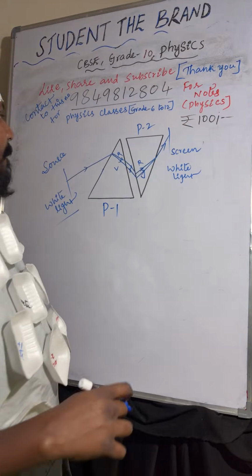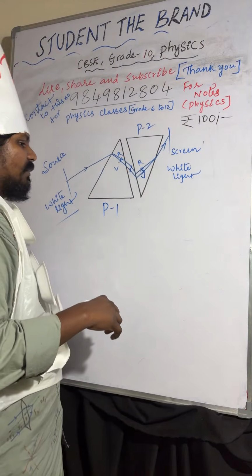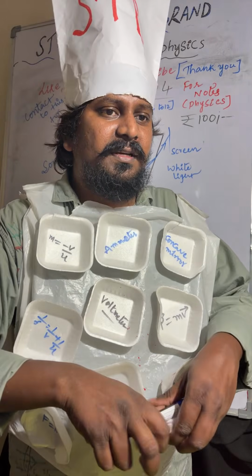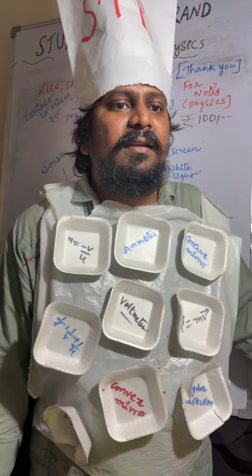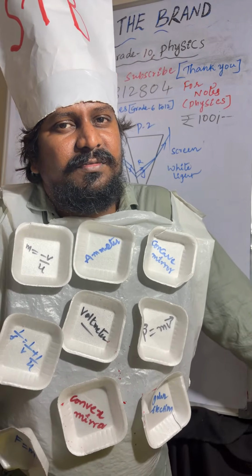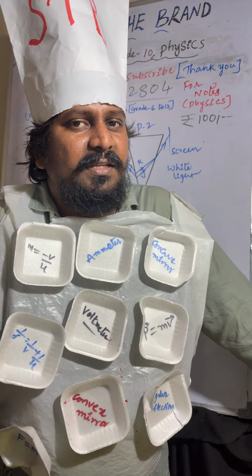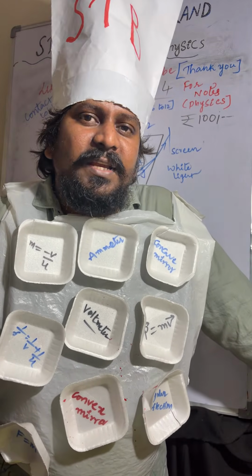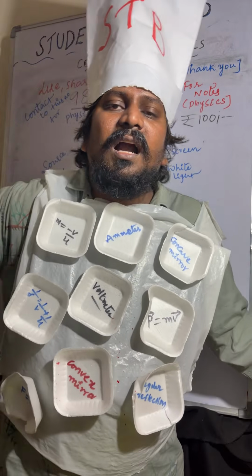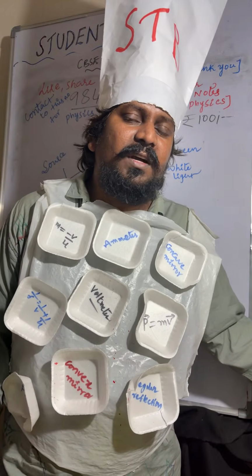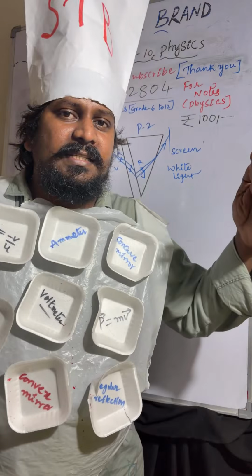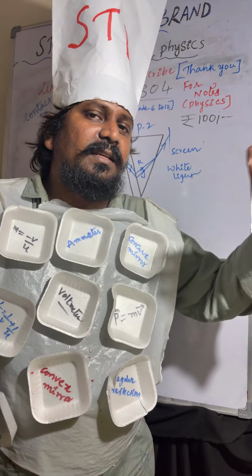Now, atmospheric refraction. Generally we know refraction of light: the bending of light at the interface of two media is called refraction. Refraction that takes place in the atmosphere is called atmospheric refraction.